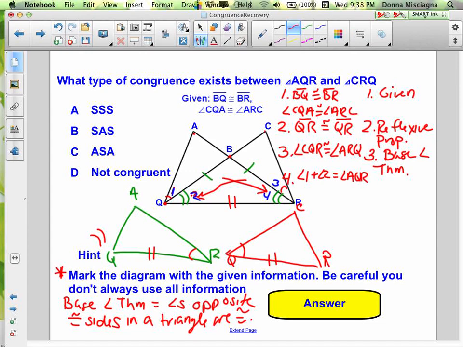On the other side, angle 3 plus angle 4 is equal to CRQ. And how do we know that to be true? That's called the angle addition postulate. We just added two little angles to equal the big angle, that's all. Nothing really fancy about that.